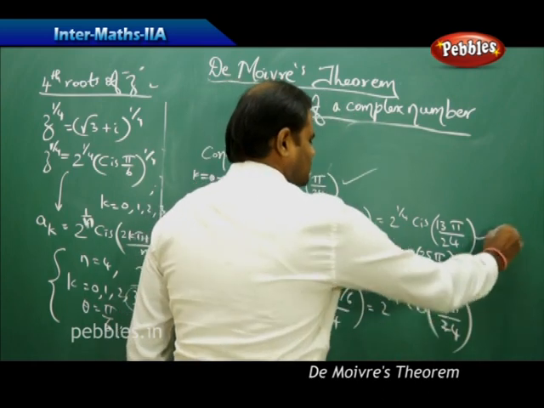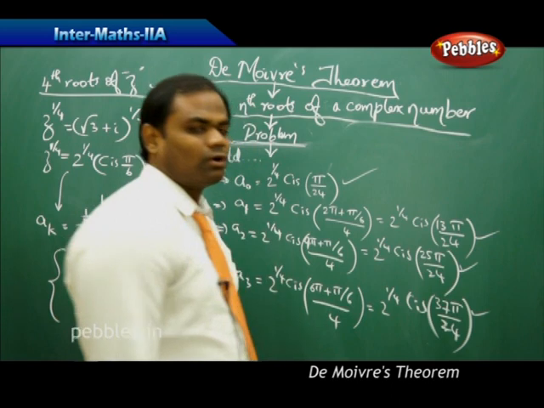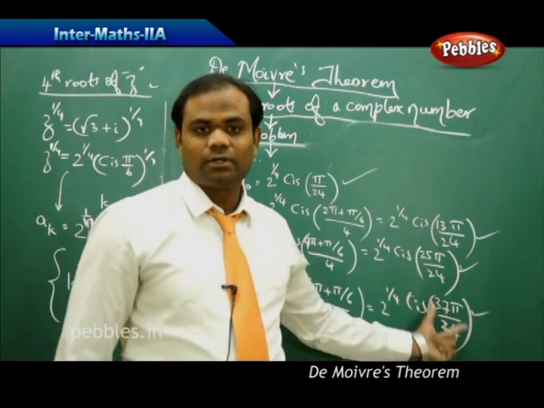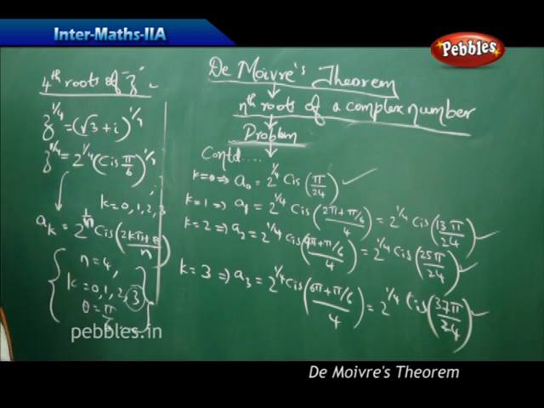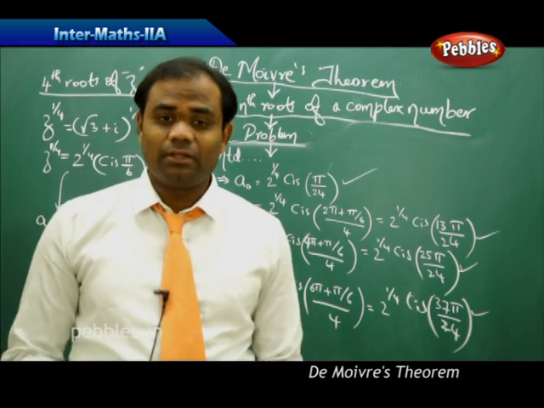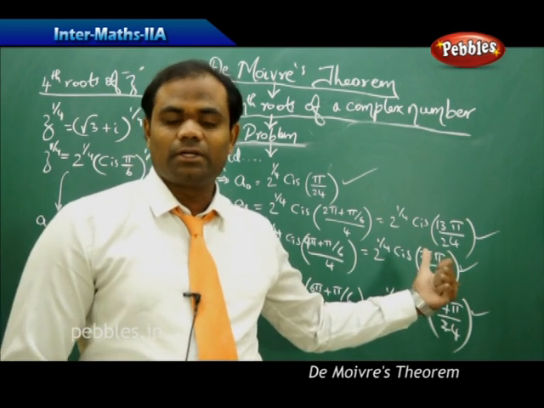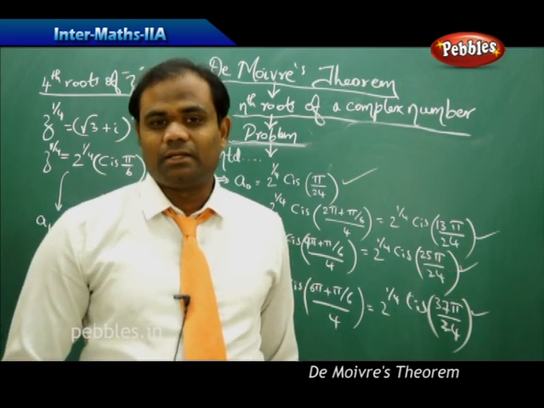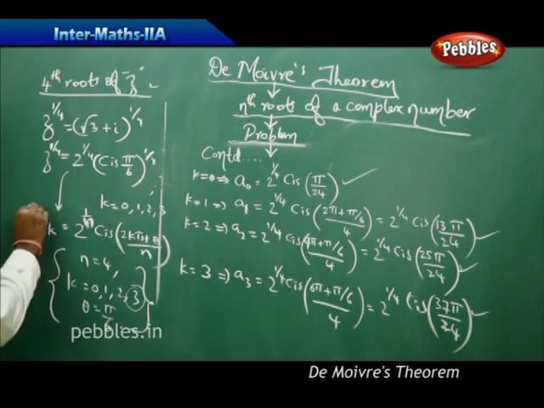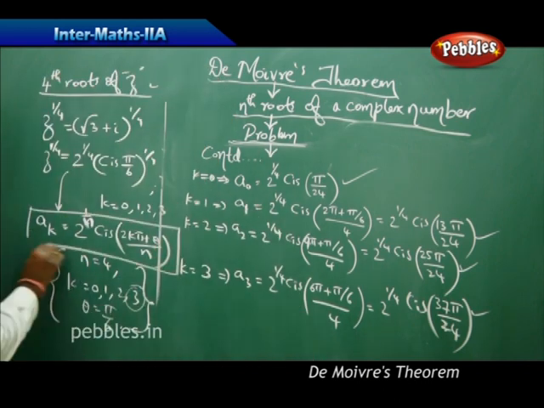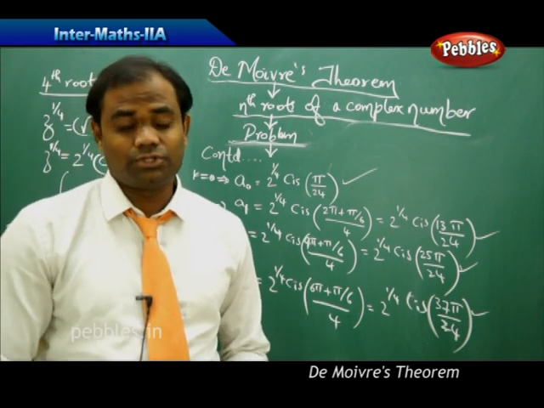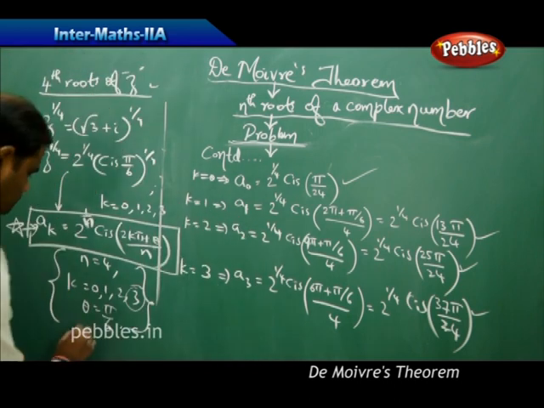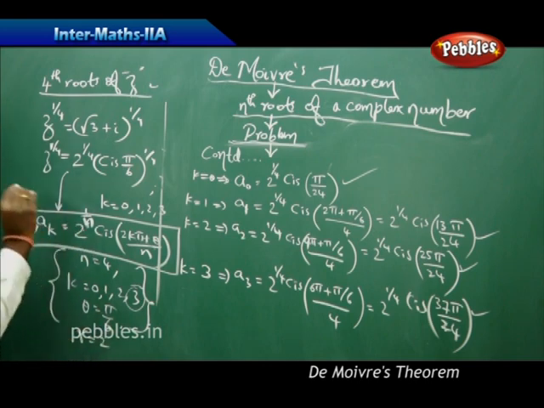Therefore, these are called the fourth roots of the given complex number z equals root 3 plus i. This is how we find the nth roots of a complex number by converting into mod amplitude form and then using the respective formula which we have out here, where r equals 2 is what we get here.